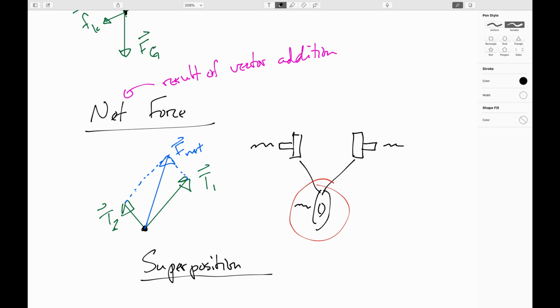Alrighty, so in the next series of videos, we will be taking a look at Newton's laws of motion and using and analyzing forces to start to figure out how things move.